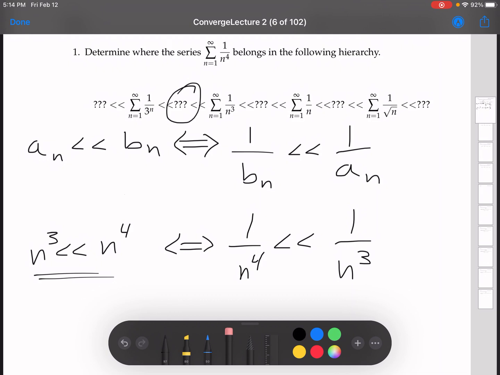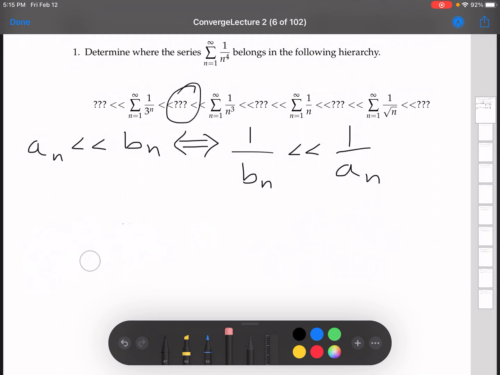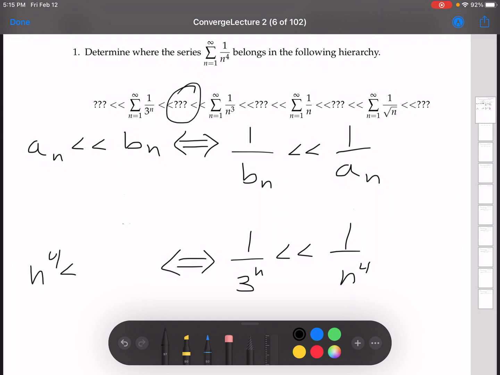And looking at the other side, we were saying that 1 over 3 to the n and 1 over n to the fourth. So doing the same thing again, this would tell us that n to the fourth goes to infinity slower than 3 to the n. And this we know as well: powers go slower than exponentials. All right, so this verifies that we were doing the right thing.